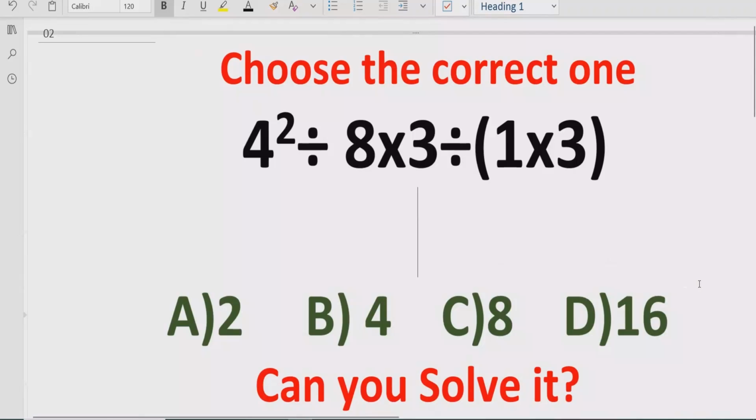Today we will solve another quiz which is related to arithmetic expression. The quiz contains the basic operations, multiplication and division. So we have to solve this quiz using PEMDAS and BODMAS method and find out the correct answer. In the answer list we have four answers. A is 2, B is 4, C is 8 and D is 16. Let's see after solving it which answer is correct.